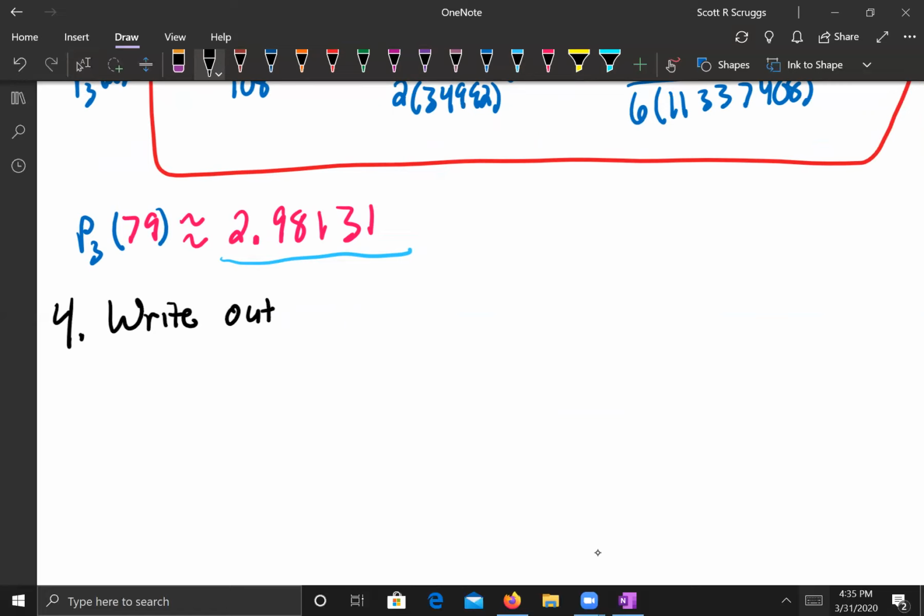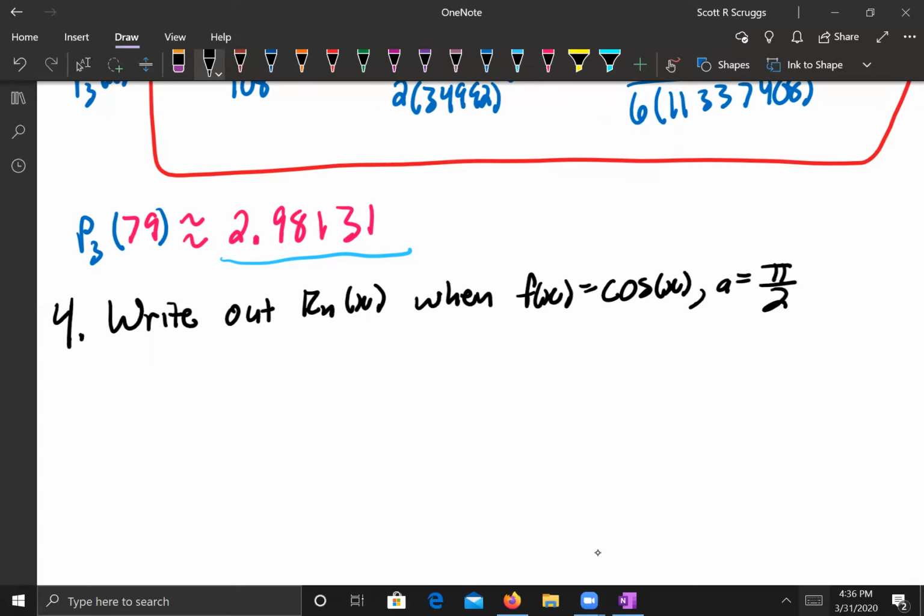So you just want to get us warmed up for the remainder. Write out the expression for the remainder, where the function is, let's do, yeah, like that, cosine of x. And my center is pi over 2.